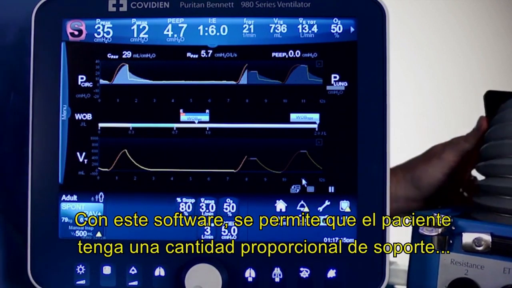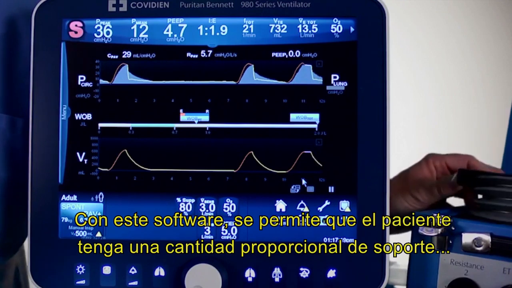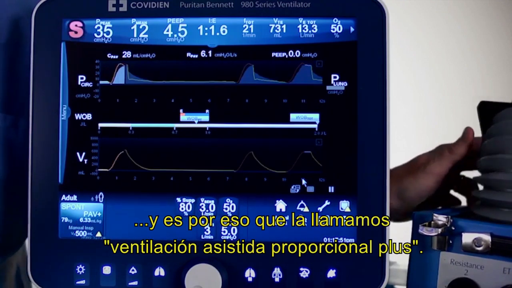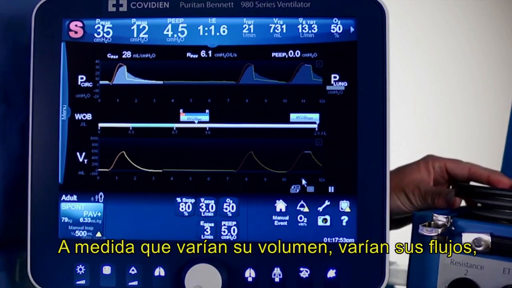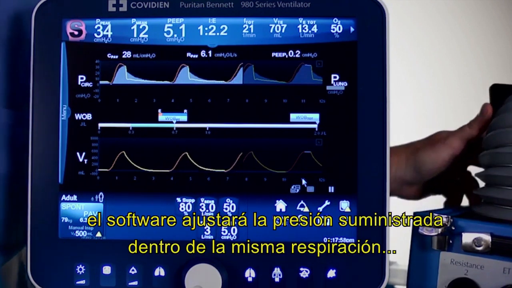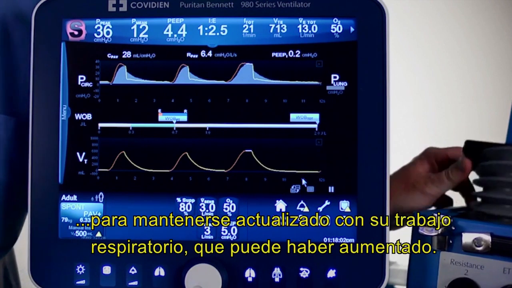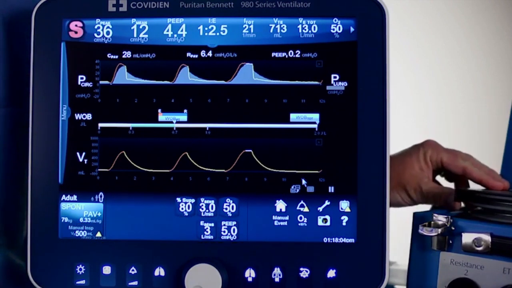So with this software, basically the software allows the patient to have a proportional amount of support. And that's why we call it Proportional Assist Ventilation Plus. So as they vary their volume, they vary their flows, the software will actually, within the same breath, adjust the delivered pressure to kind of keep up with basically their work of breathing that may have increased.